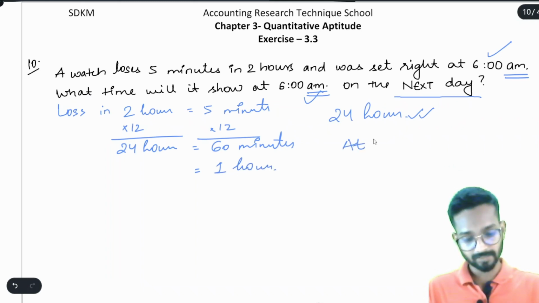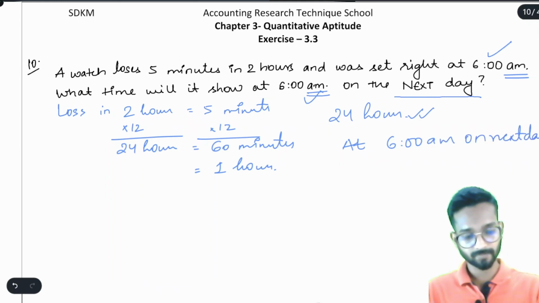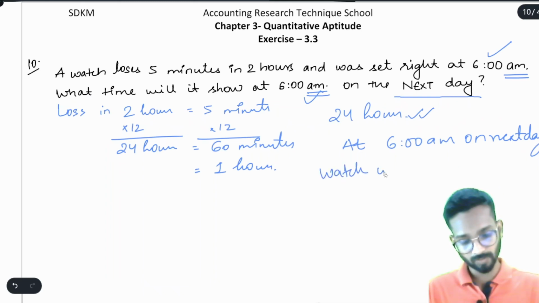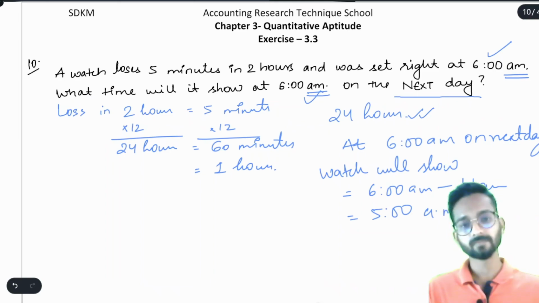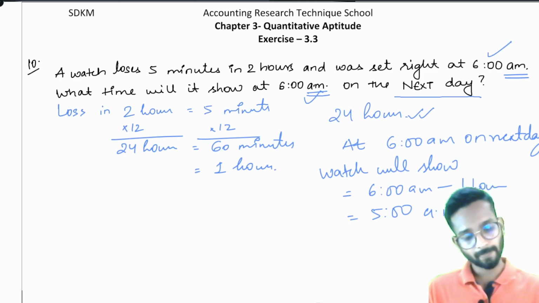So at 6 a.m. on the next day, the watch will show 6 a.m. minus 1 hour. It means 5 a.m. Understood? Simple. Now, question number 11.